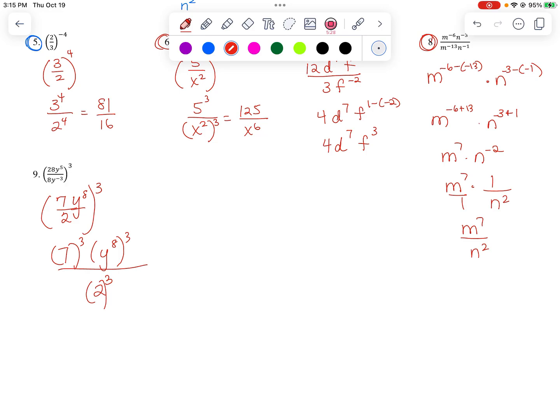All right, so then you're going to do 7 cubed is 343. This is y to the 24, because you have to multiply. And then that's my final answer. So I hope this helps from what we did yesterday.